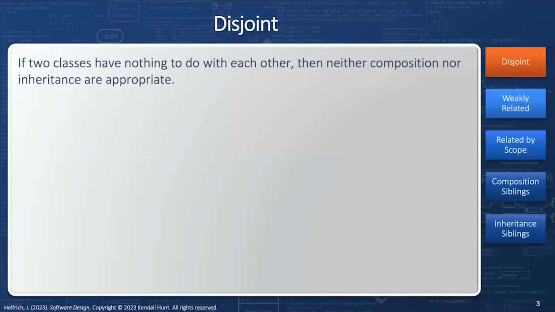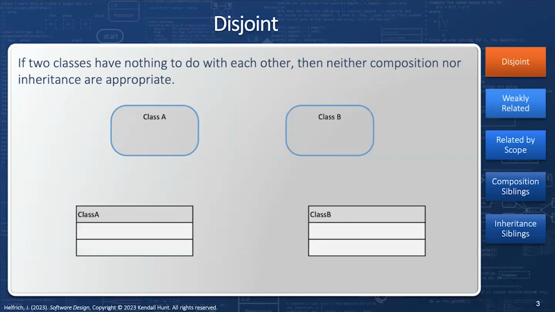First of all, disjoint. If 2 classes have nothing to do with each other, then neither composition nor inheritance is appropriate. So we have class A and class B, they have nothing in common. In that case, class A and class B are completely unrelated.